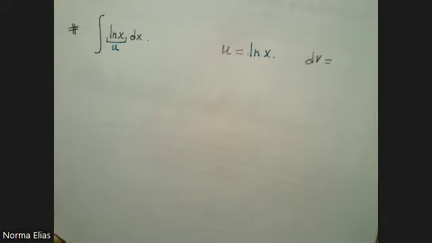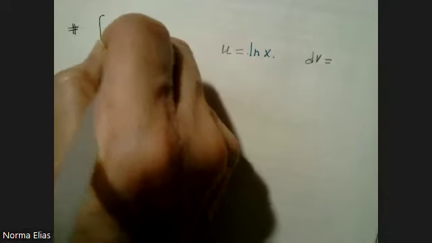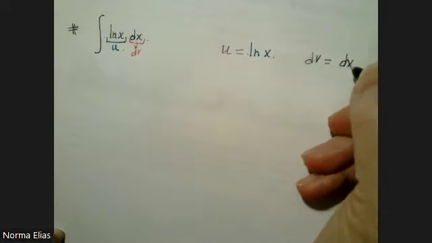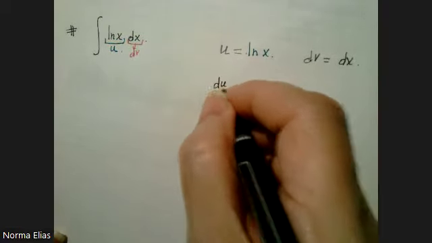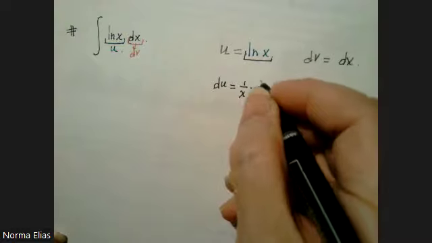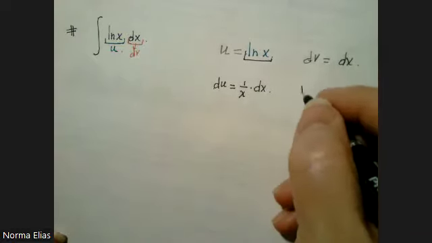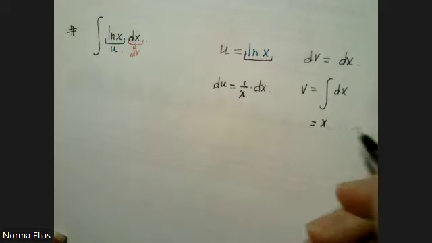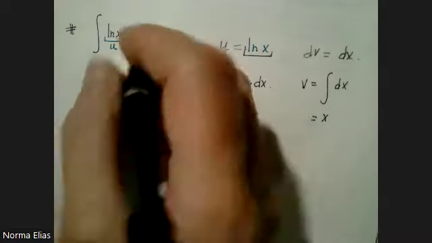Once I pick my u, as I said, the leftover, whatever it is, is my dv. So the dv is going to be the dx. And now I proceed verbatim. If u is ln, the derivative is the derivative of ln. Remember, that's 1/x dx. dv is dx, which means v is the antiderivative of dx. The antiderivative of dx is just x. We don't worry about the constant for now.